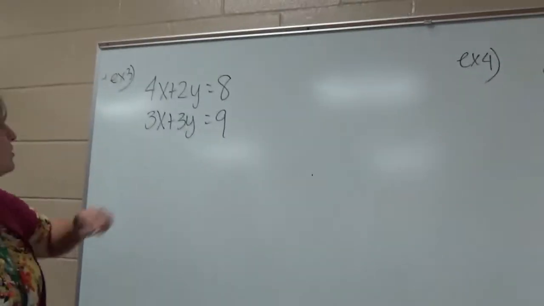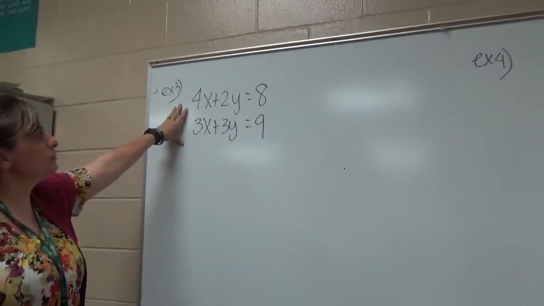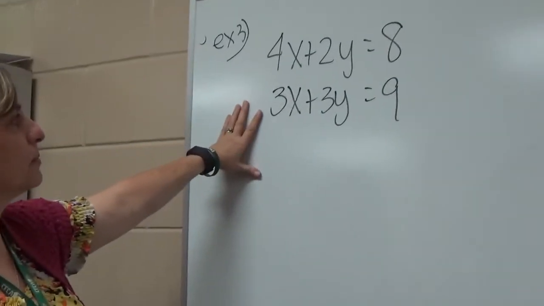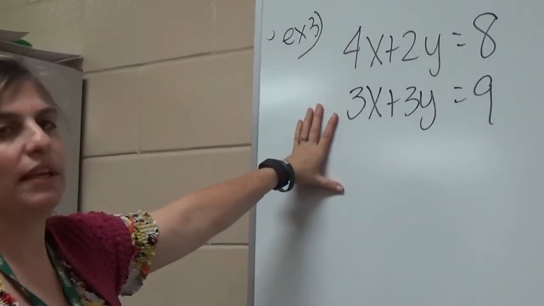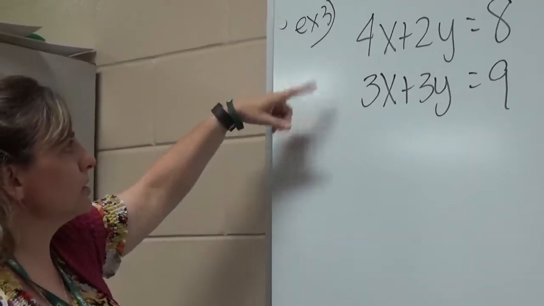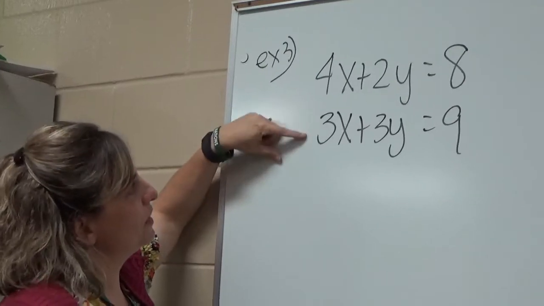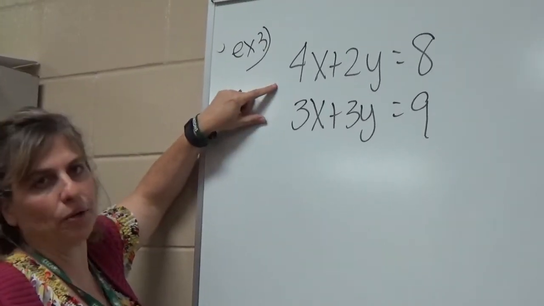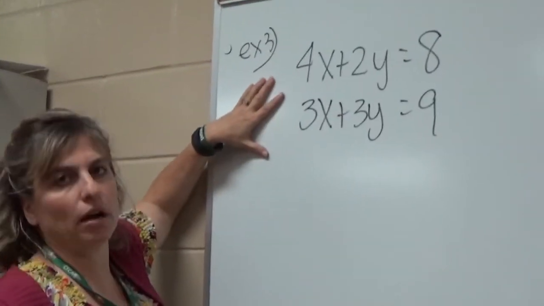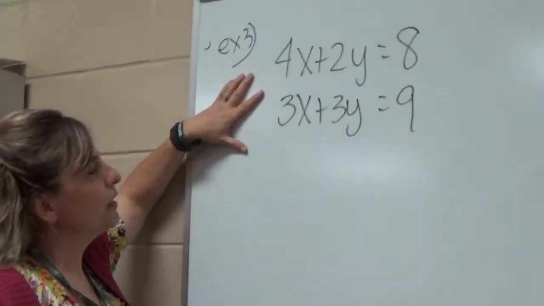Okay, all right, so let's look at this now. 4x plus 2y equals 8 and 3x plus 3y equals 9. There is no number that I can multiply one of these equations by to get the other number. I don't have multiples. So this one's a little bit harder, and this is why this is like a puzzle.